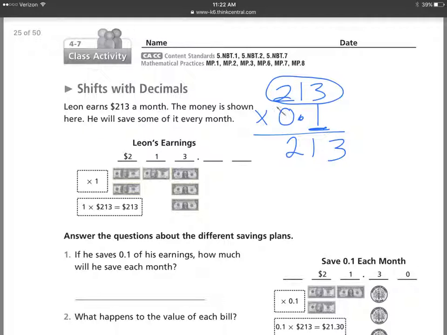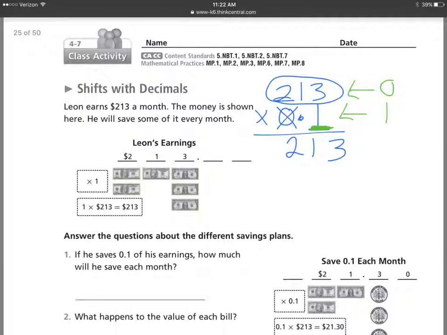There's no need to do anything with this 0. If we were to do that, we would still end up with 213. So now we look at our decimal places, and we don't forget that we need to look at both of our factors, both 213, which has 0 decimal places, and 1/10, which has 1 decimal place, this one here. A total of 1 decimal place.